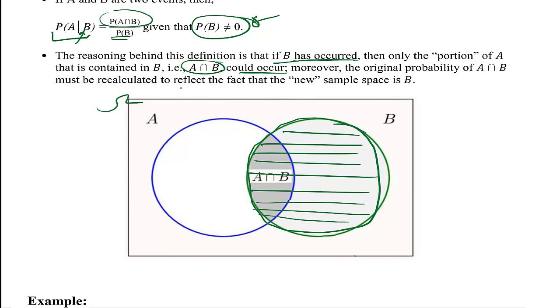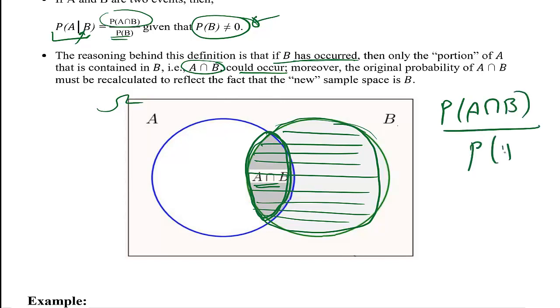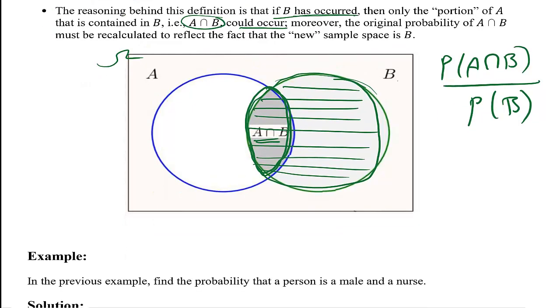Now, what is the probability of A occurring? It is just this portion divided by the total number of observations, or the total number of elements in B. So it is A intersect B divided by B. So it is the probability of A intersect B divided by the probability of B. We don't divide by the probability of omega, but the probability of B. So this is the conditional probability of A given B.